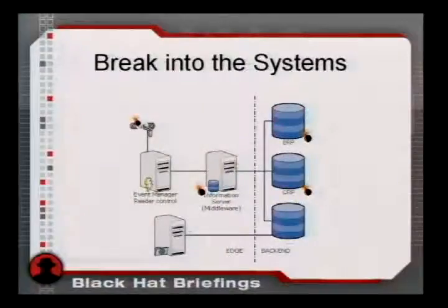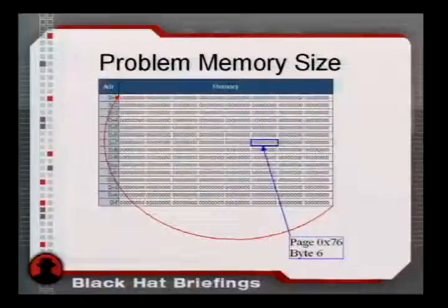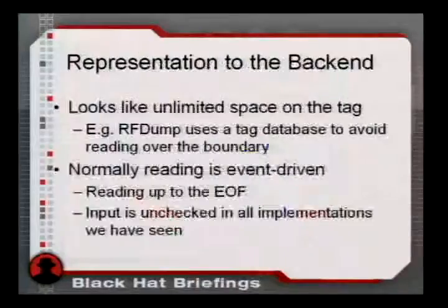And we have here a possible way how to break into the RFID supply chain. We have an event manager, we have an information server, middleware. You can also transport exploits to your ERP or CRM systems right into the backend. And one big problem of most tags is they just have a memory wrap. So if you try to read multiple pages, you get a multiple of this page back. So it appears that you have unlimited space on the tag.